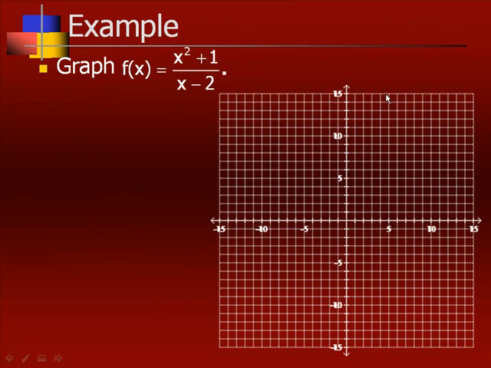Okay? Vertical asymptote, set the denominator equal to 0, which we get x is 2.